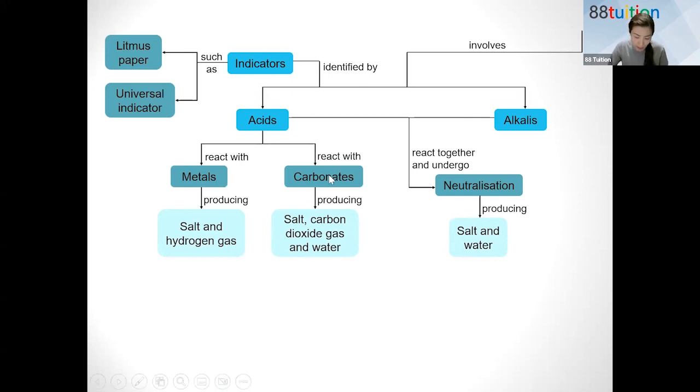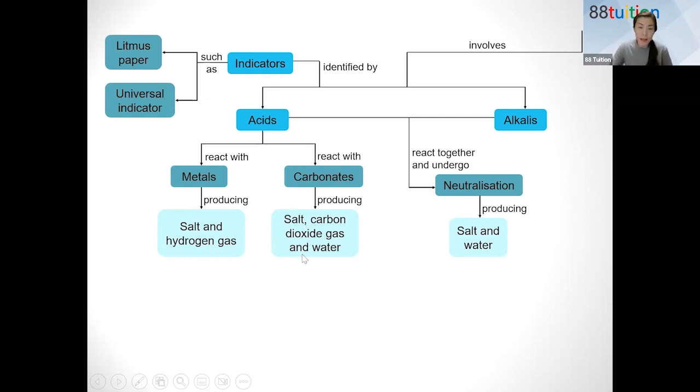Then for metals and carbonates, reaction with acid involves giving out a gas. Hydrogen gas, okay, is given out when acid reacts with metal. Carbon dioxide gas is given out when acid reacts with carbonates. How to know which is which gas? You see, carbonates, right? Carbonates are already quite similar to carbon dioxide. So that's how I remember when I was doing this in secondary school.